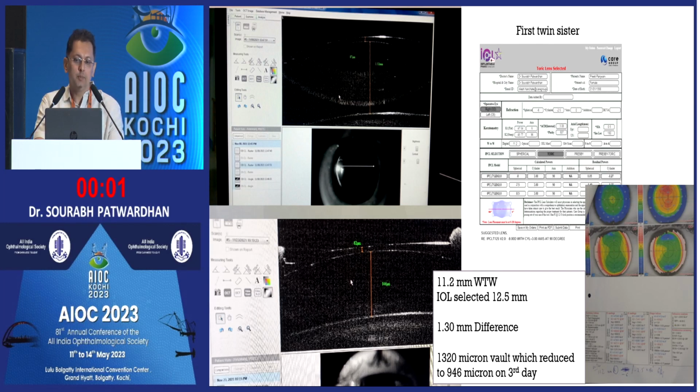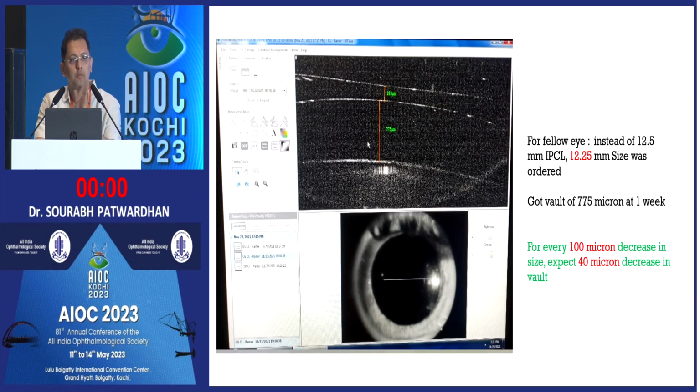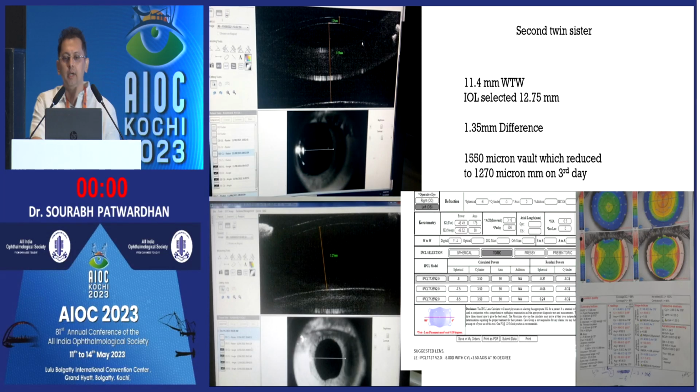So in the first twin sister, I used a phakic IOL which was selected by 1.3 millimeter difference. I got a 1300 micron vault. Waited for 3 days, it reduced to 900, which was good. And then for the fellow eye, I ordered a lens which is 0.25 lesser, so I got a vault of... So remember, for every 100 micron decrease in the size of the phakic IOL, you expect 40 micron decrease in the vault, and you can calculate it accordingly.